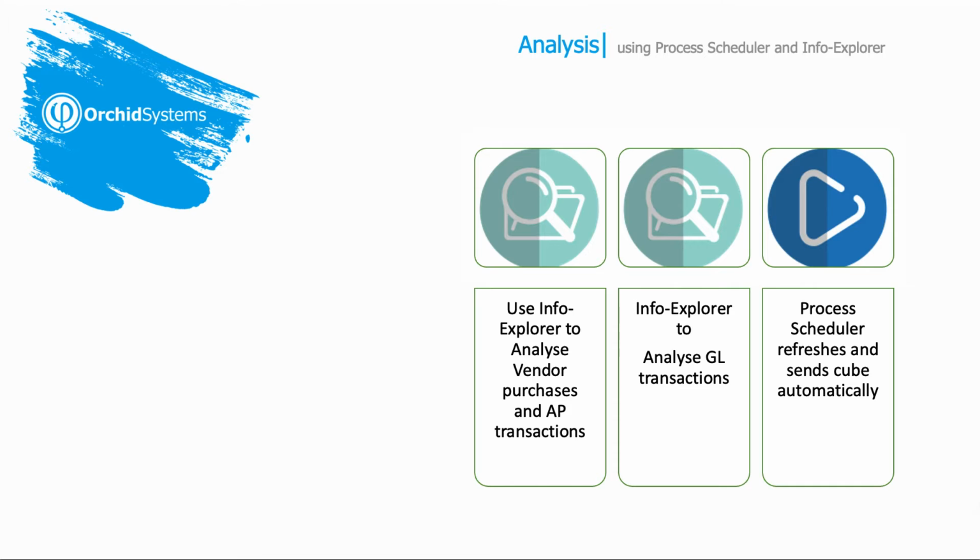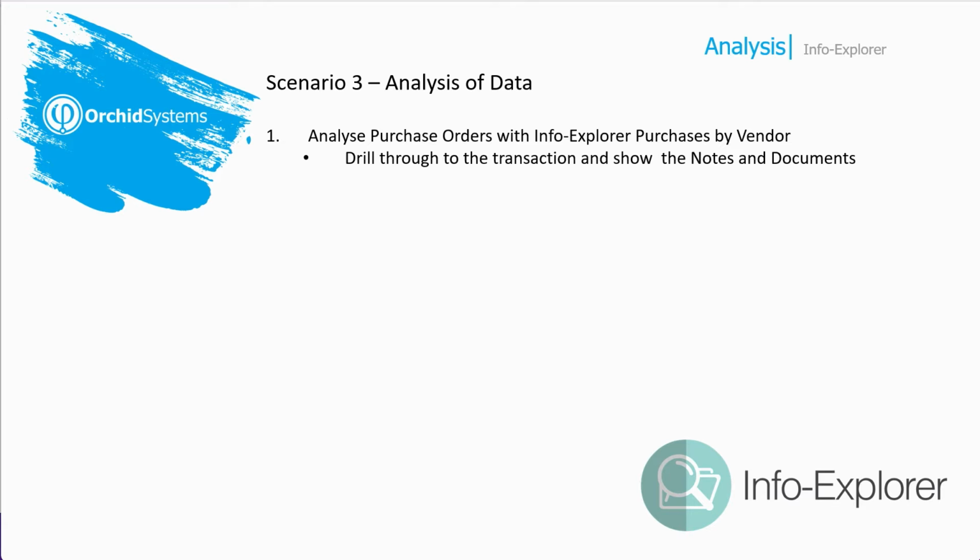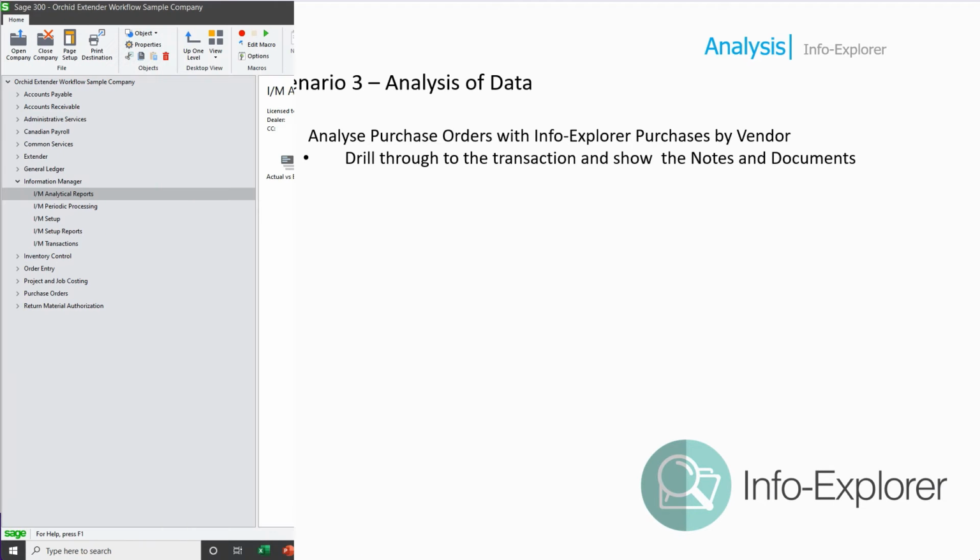Over to you, Anne. In this third scenario, we're going to look at the analysis of your accounts payable data, and we're going to use Info Explorer. The first cube we're going to have a look at are the outstanding purchase orders, and we're going to see how you can use Info Explorer to manage your outstanding purchase orders.